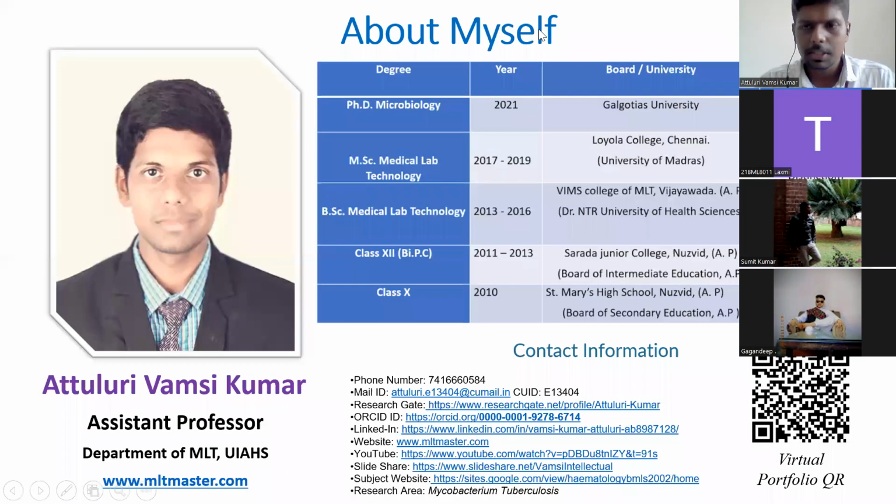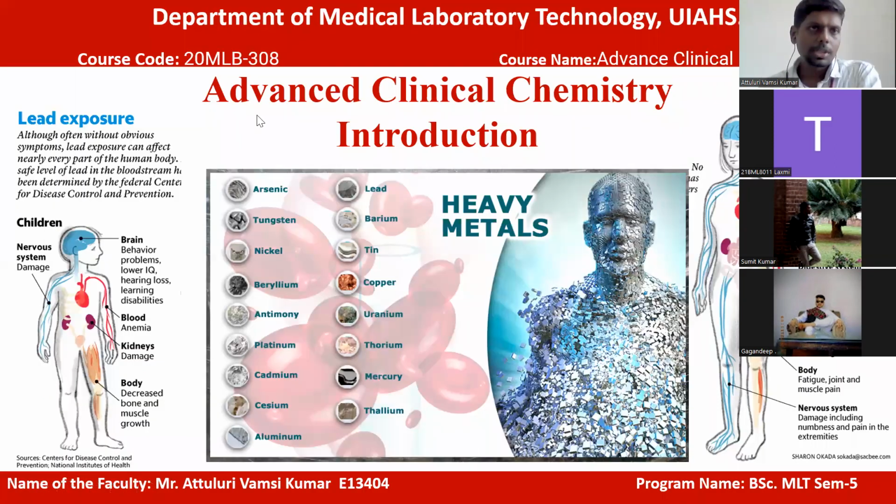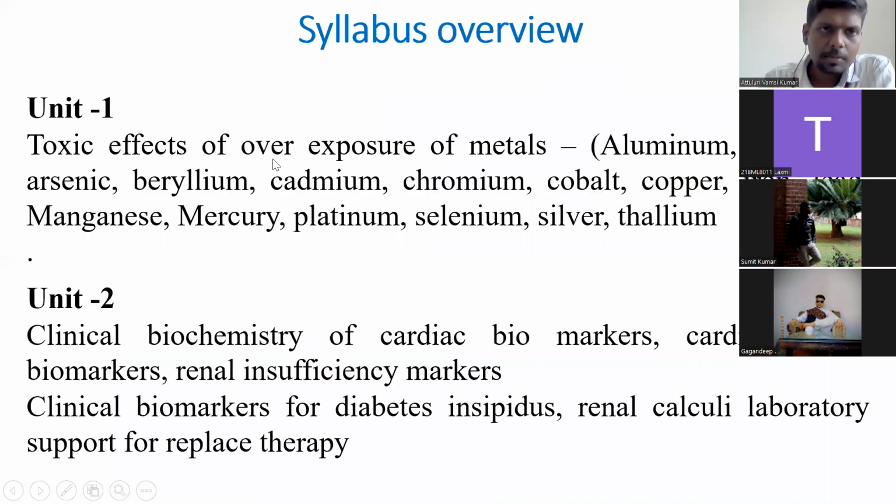The subject is advanced clinical chemistry, and the subject code is 20 MLP 308. Here we have only two units. Unit one is all about heavy metals, and unit two is cardiac markers or all system markers.